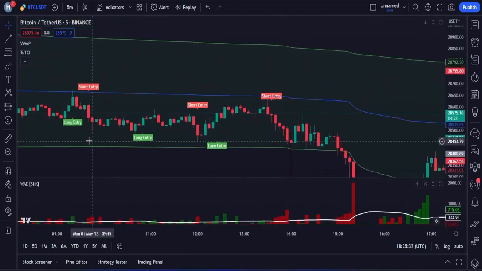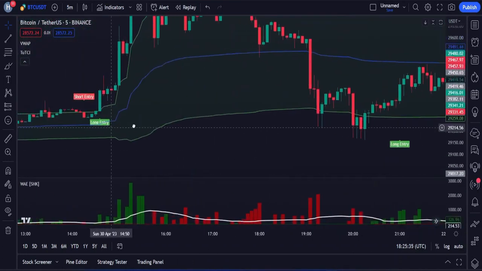Now that our chart is set, let's see how we can open profitable buy and sell signals through this strategy.